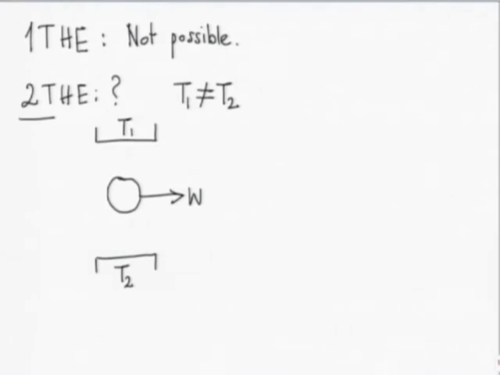Now, let us assume that because W is positive, the net absorption of heat from T1 and T2 has to be positive. That means at least one of them must supply heat to this engine. The other one can supply, or the engine can reject some heat to T2. Let us assume that the heat absorbed from T1, Q1, is positive, and let us assume that the heat absorbed from T2, Q2, is also positive. The question we ask now is: is this possible?